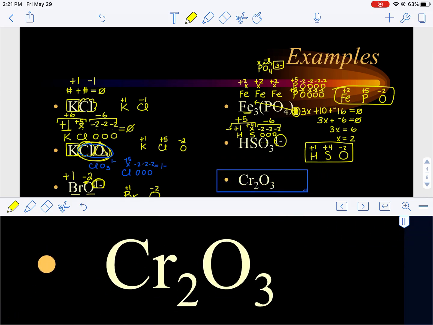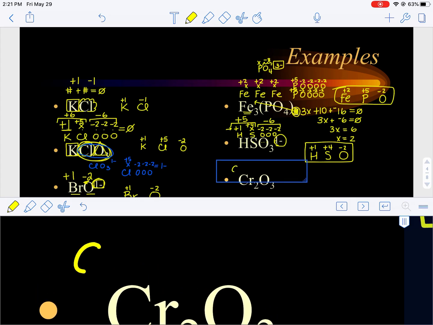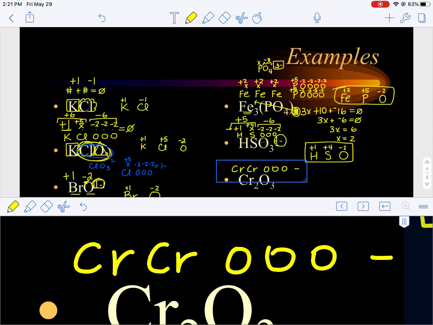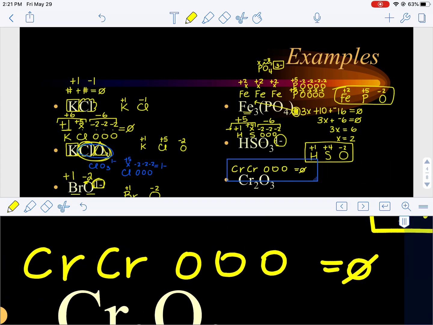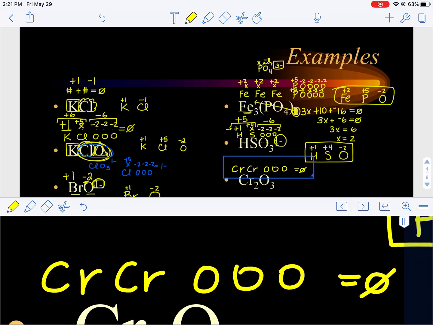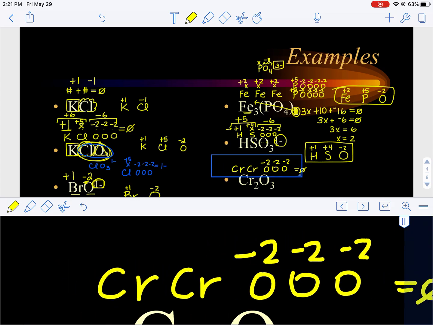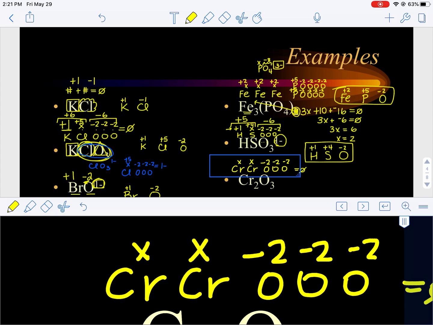And our last example together, Cr2O3. Well, it's a compound, so I know that the numbers for the 2 Crs and the 3 O's are going to have to cancel out to be electrically neutral. Oxygen has a rule. Its oxidation number will always be -2 unless it's in a peroxide or if it's bonded with fluorine. There is no rule for chromium. It's something that I'm going to have to solve for.